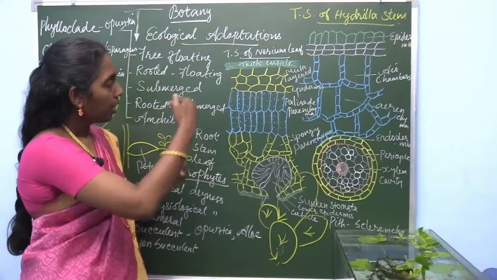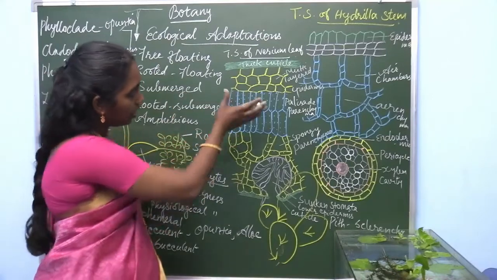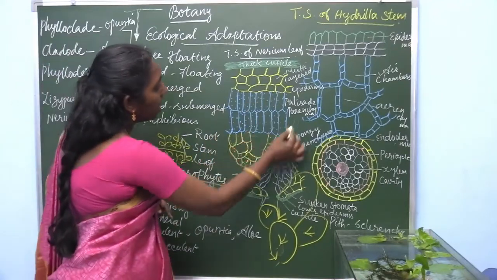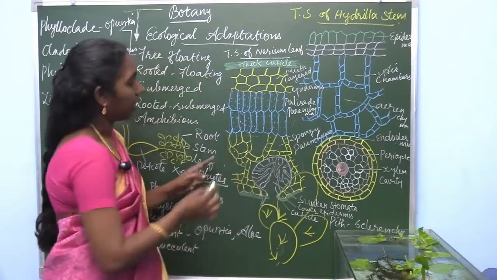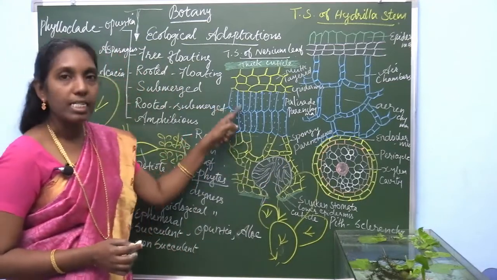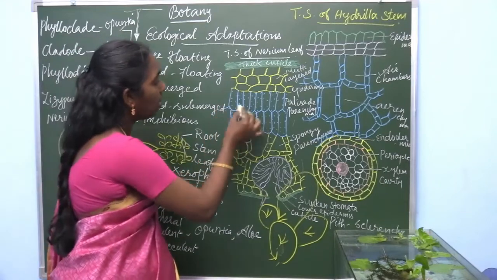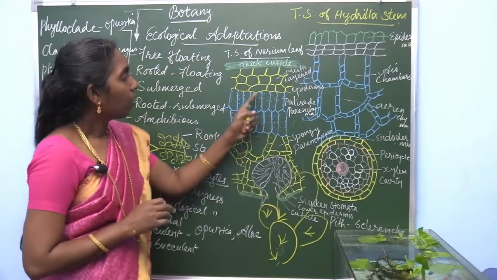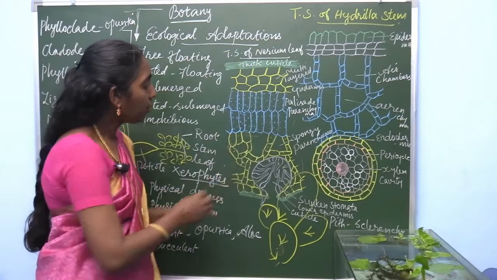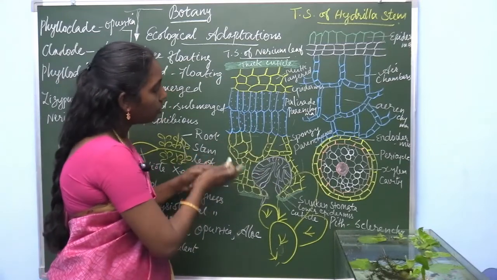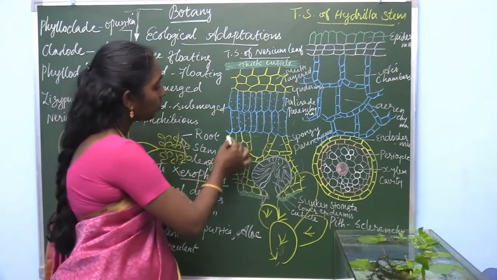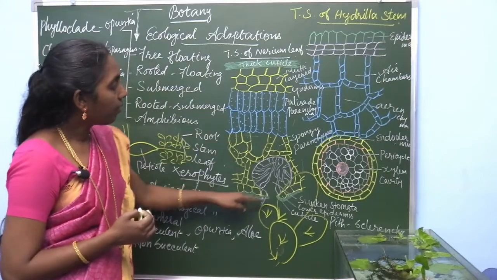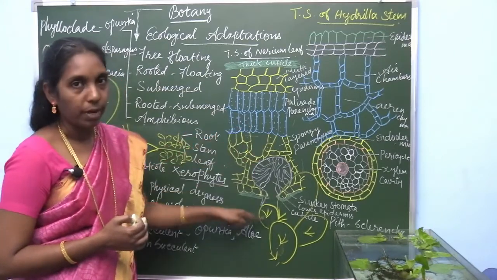In between these, the center part is the mesophyll. The mesophyll is differentiated into palisade parenchyma and spongy parenchyma. This part is made up of palisade parenchymatous cells, which are elongated or cylindrical cells with a lot of chloroplasts. Chlorophyll is present here. The next half is spongy parenchyma, made up of loosely arranged cells. So the mesophyll is differentiated into palisade and spongy parenchyma.